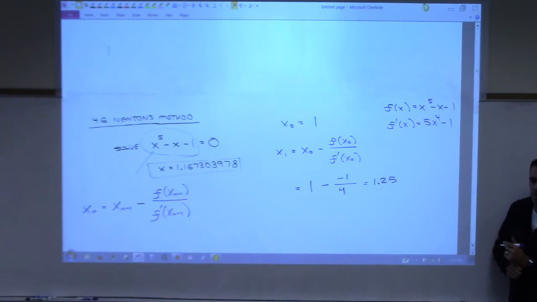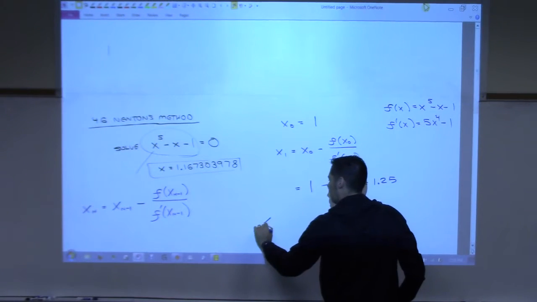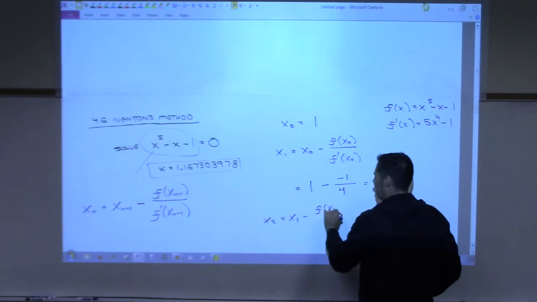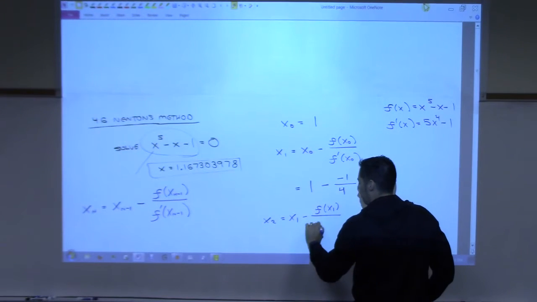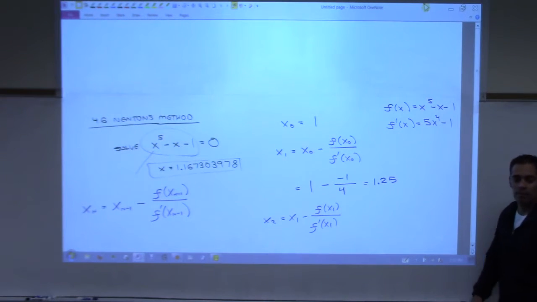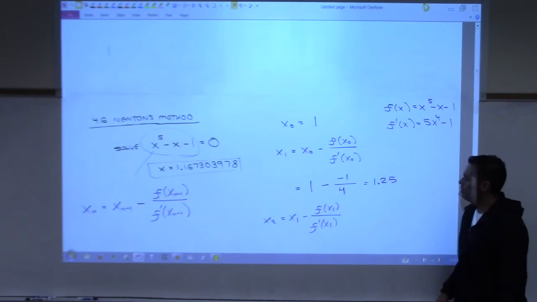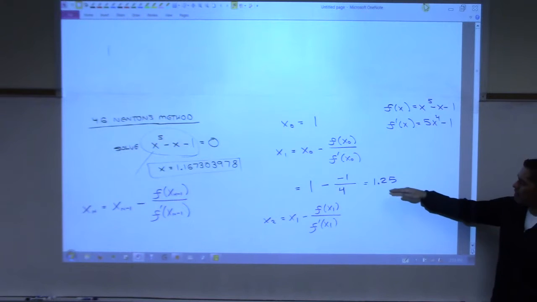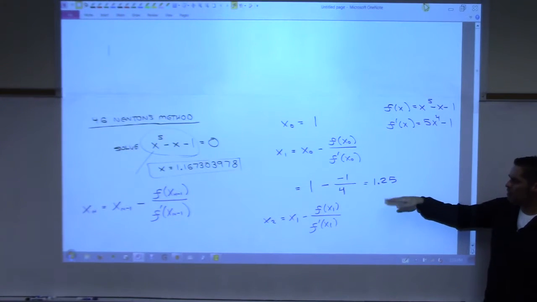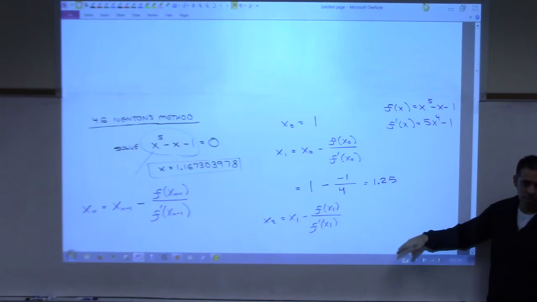Now I repeat the process. Lovely. X sub 2 should be x sub 1 minus f of x sub 1 over f prime of x sub 1. You check first, right? You check your answer to see if it's 0. No, actually, what I'm going to do is keep doing this and then see if there's a pattern in the answers. Let me do another one.